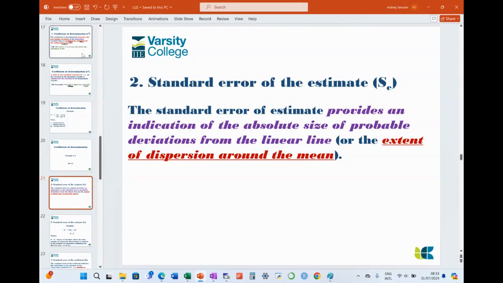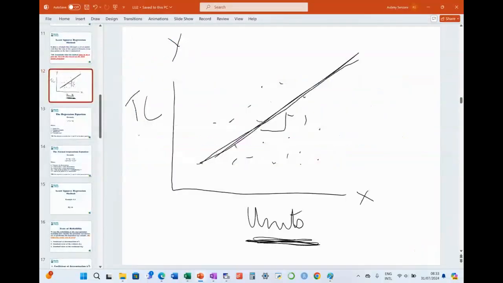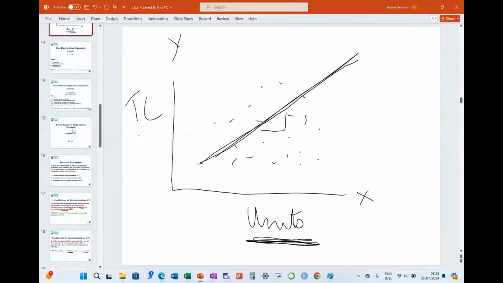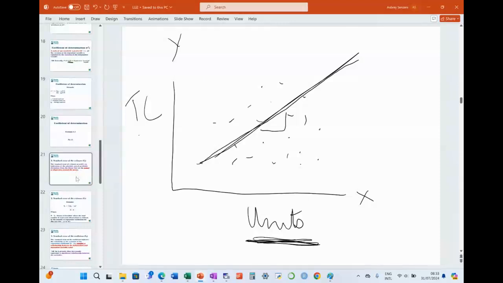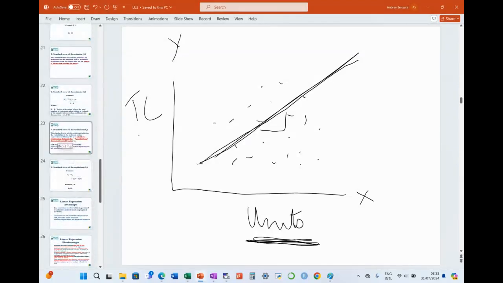I actually want to duplicate this slide here, copy, and then let's see if we can paste it where we are. Where were we? Uh-oh.